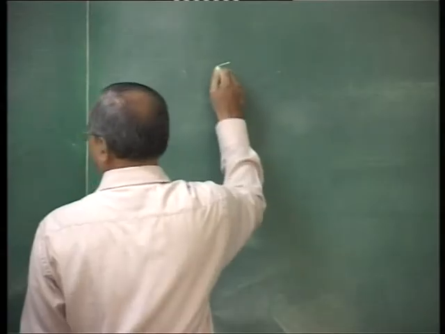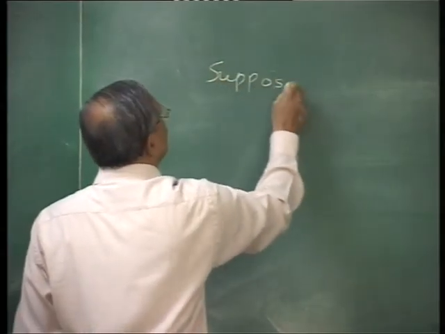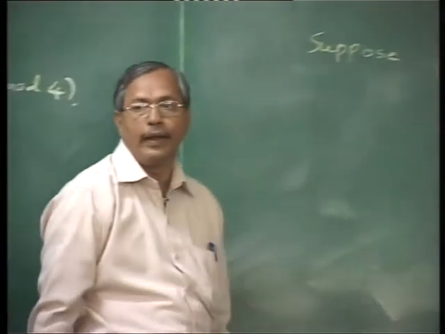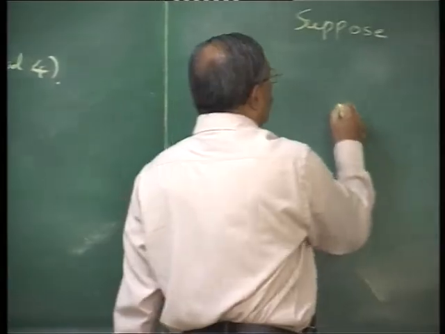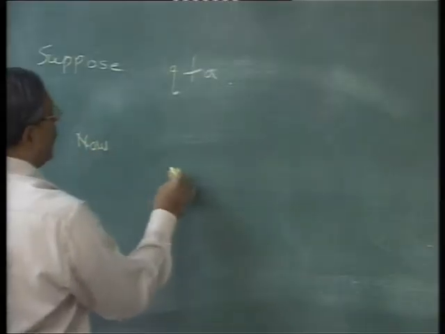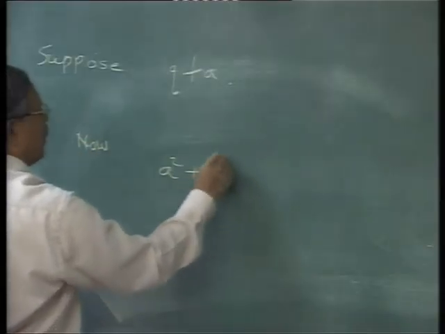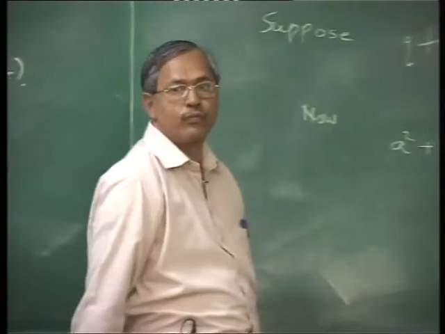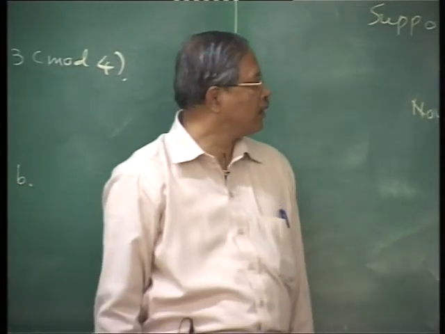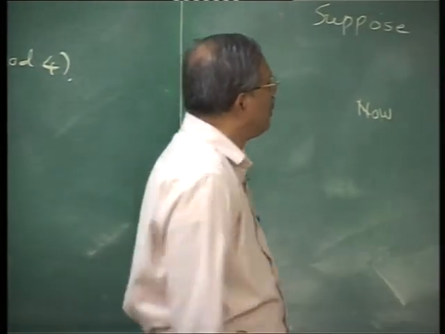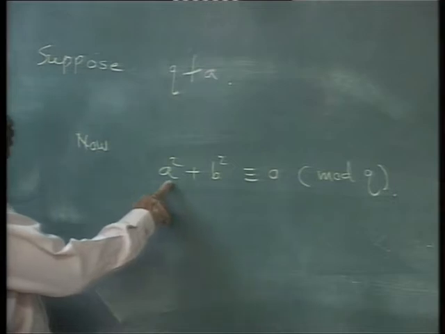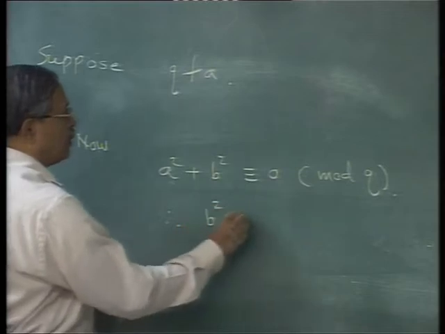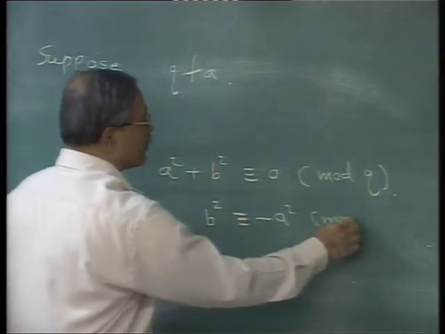Suppose q does not divide a. Now a square plus b square is congruent to 0 mod q. A square plus b square is divisible by q. This a square, which is not divisible by q, we take to the right hand side. Therefore, b square is congruent to minus a square mod q.